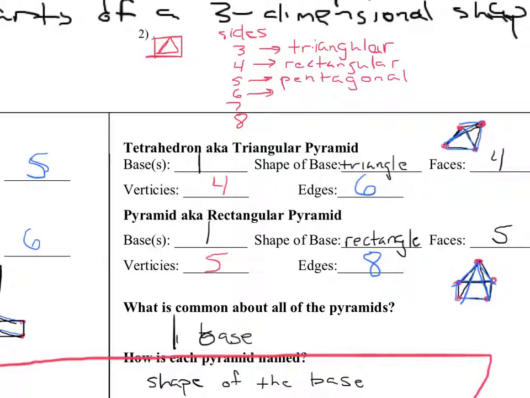A hexagon would be a 6-sided shape, so this would be hexagonal. A 7-sided shape is called a septagon, so it is going to be septagonal. And finally, an 8-sided shape would be an octagon, so it would be called octagonal. Okay.